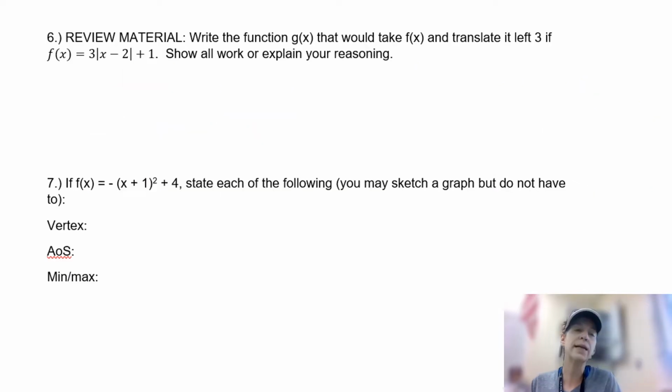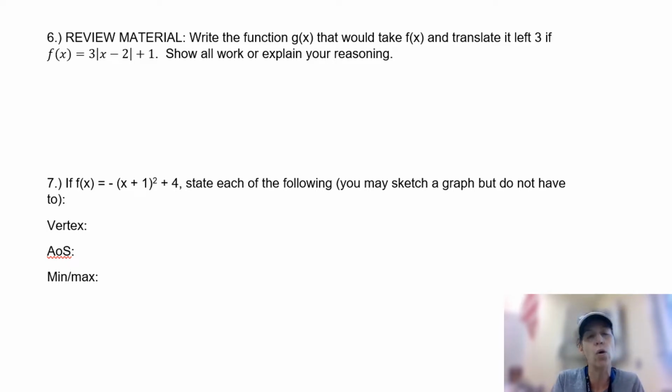Okay, number 6 is review material. So this comes from Unit 1, and I did put on your study guide that you were going to need to know some review material. So this one says, write the function g of x that would take f of x and translate it left 3 if f of x is, what do we have? 3 times the absolute value of x minus 2 plus 1.